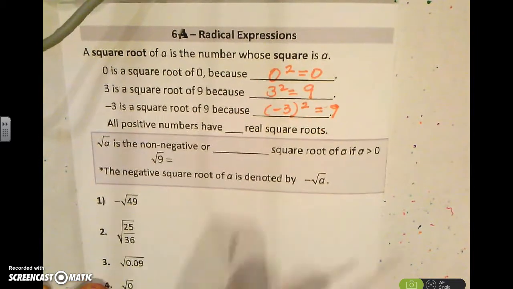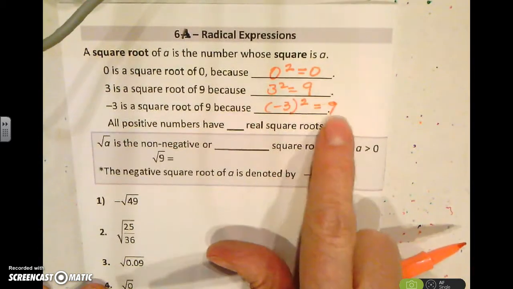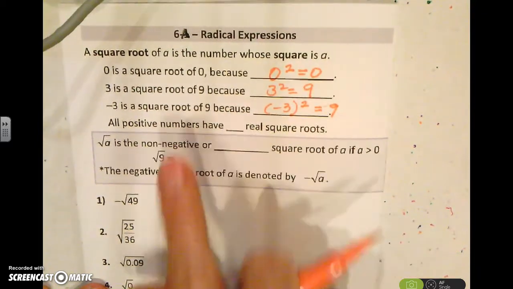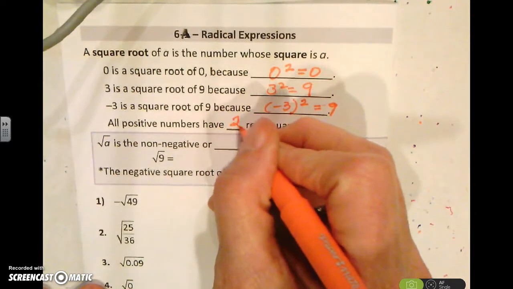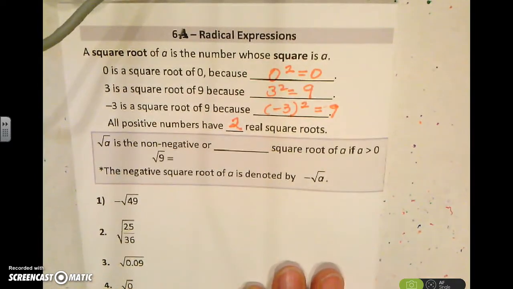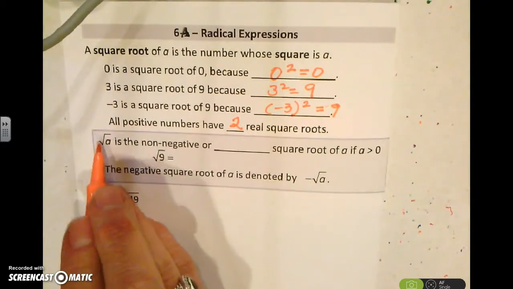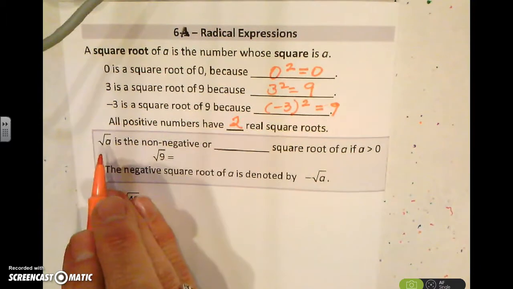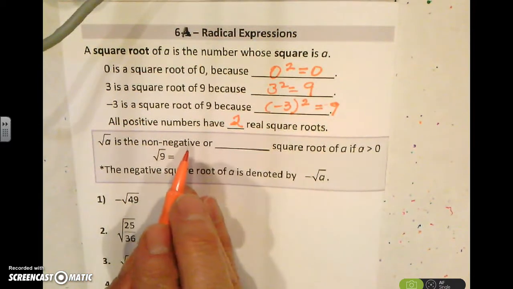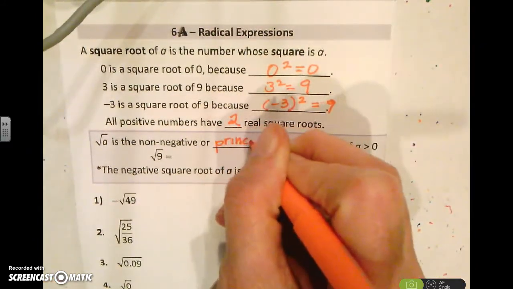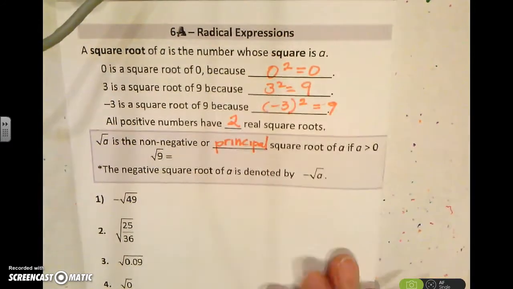So we can see that when we're talking about the square roots of numbers, all positive numbers are going to have two real square roots, one that's positive and one that's negative. But when we use the square root radical symbol, it indicates the non-negative, which means positive or 0, or we call it the principal square root of a if a is positive.